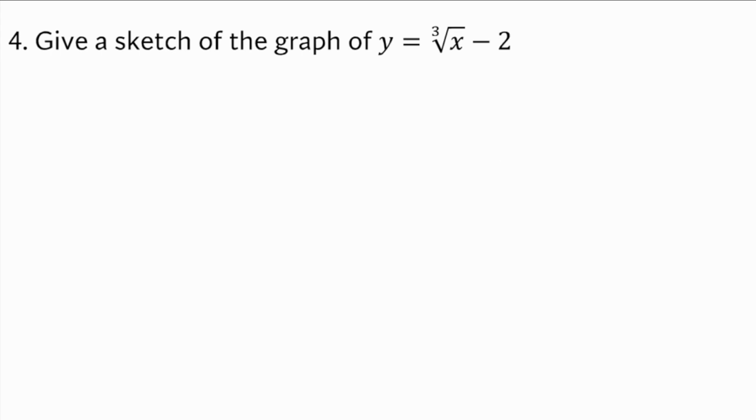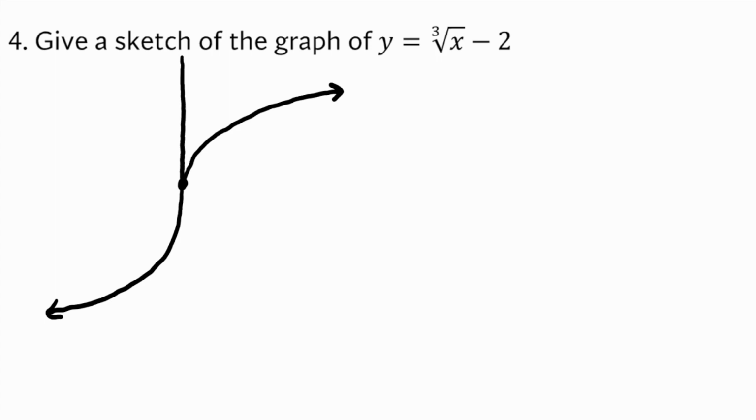Right, now sketching the graph of y equals cube root of x minus 2. Well, this is going to look like the graph of y equals cube root of x just moved down by 2. It's going to have a y-intercept of negative 2 if I plug in x equals 0. So I'm just going to draw a cube root graph as best I can. Let's say, that's going to be at y equals negative 2, so I'm going to draw my y-axis in like that.